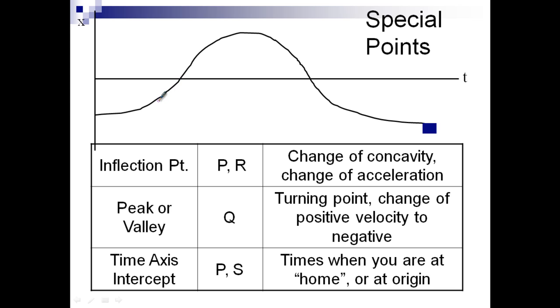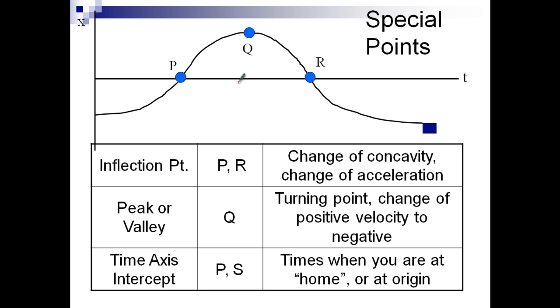Special points, inflection points. Inflection points means points where it changes concavity. That means there's going to be a change of acceleration. So points P and R show a change of concavity, which means we change acceleration there. Peaks and valleys are turning points. You go from positive to negative. So this graph would be positive velocity to a negative velocity. That's shown right there.